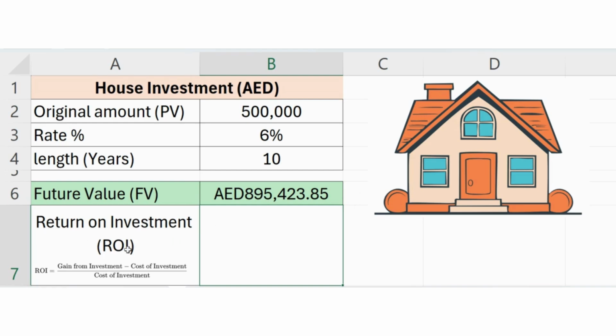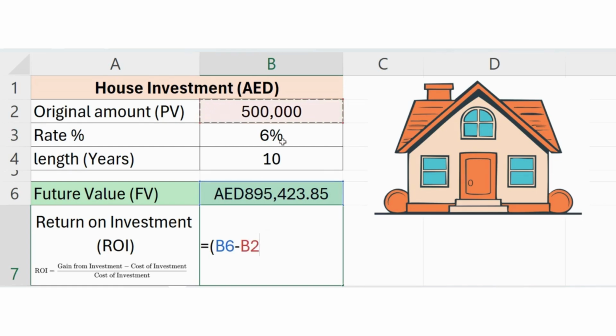Once you know the future value, you can calculate the return on investment. It measures how much profit you made compared to what you originally invested. To calculate it, you subtract the original house price from the future value, then divide the result by the original price. In this example, the increase in value is about $395,000, and when you compare that gain to the original $500,000 investment, the return on investment is approximately 79% over the 10-year period.